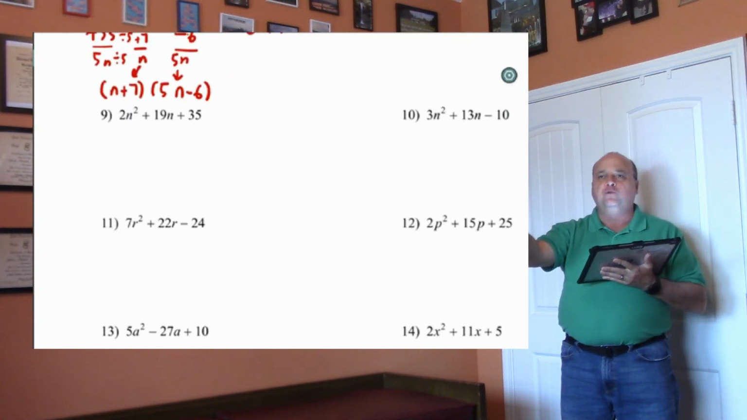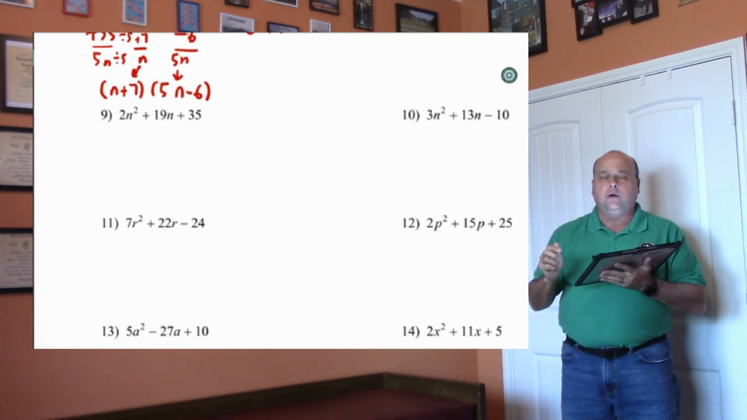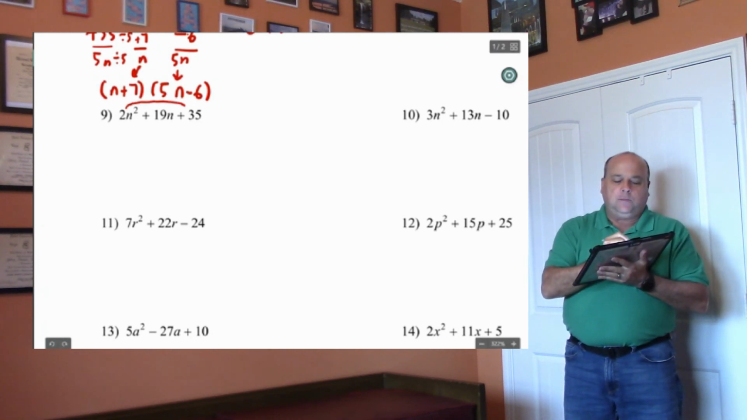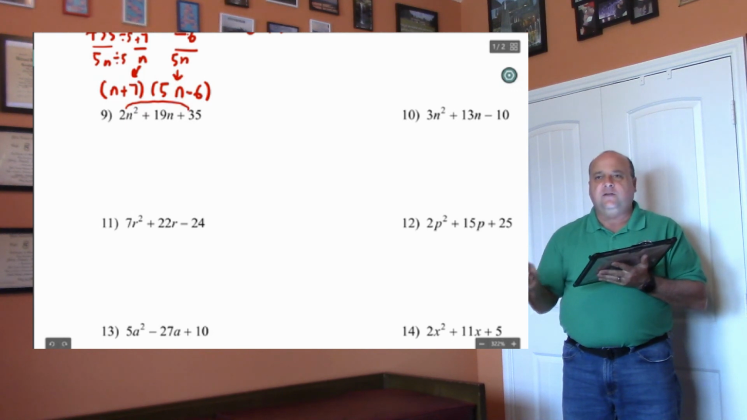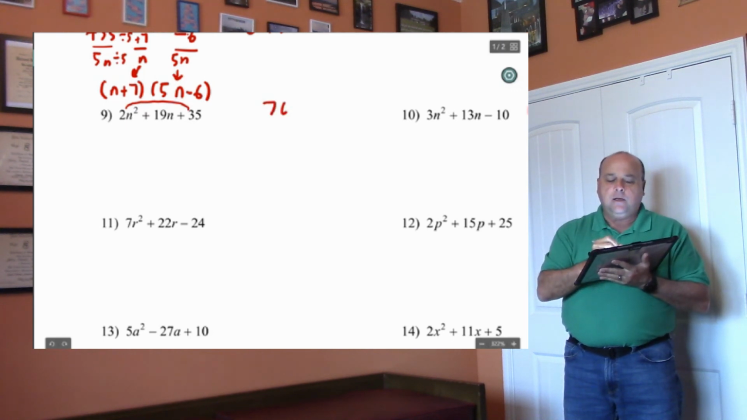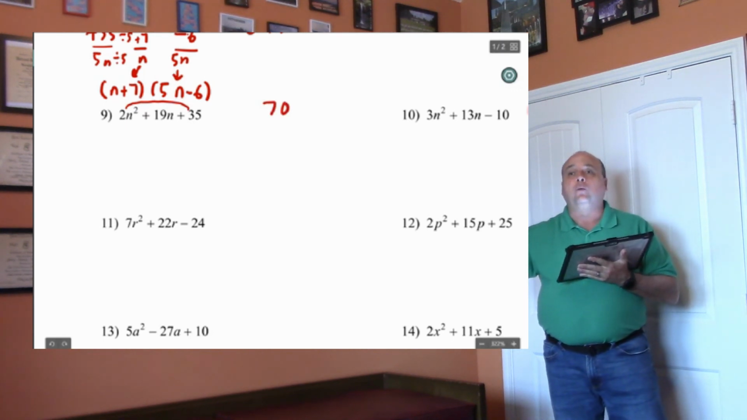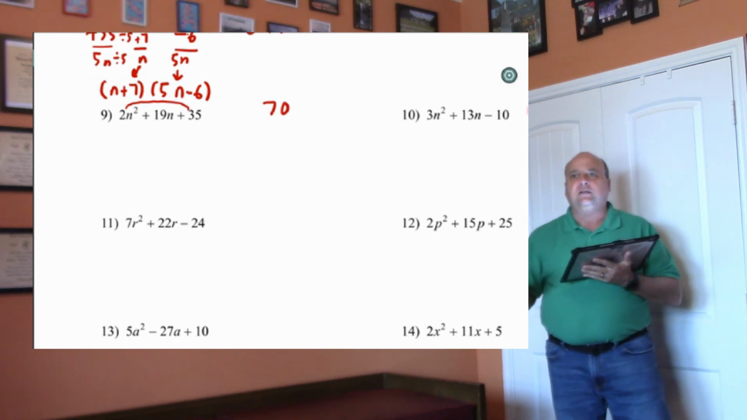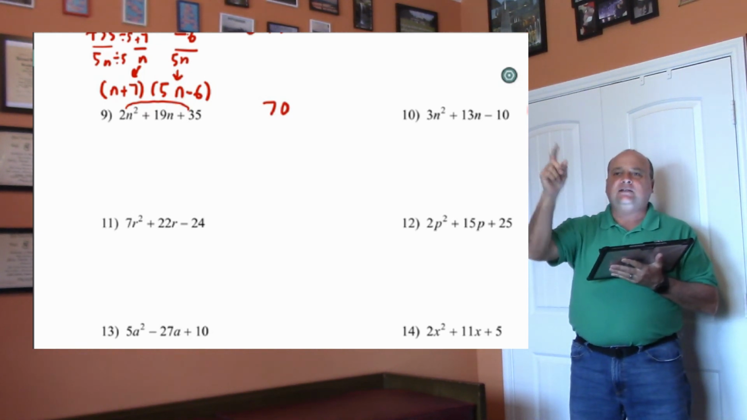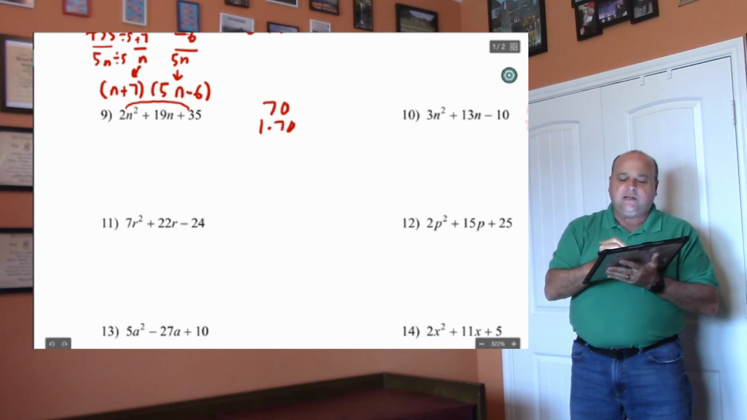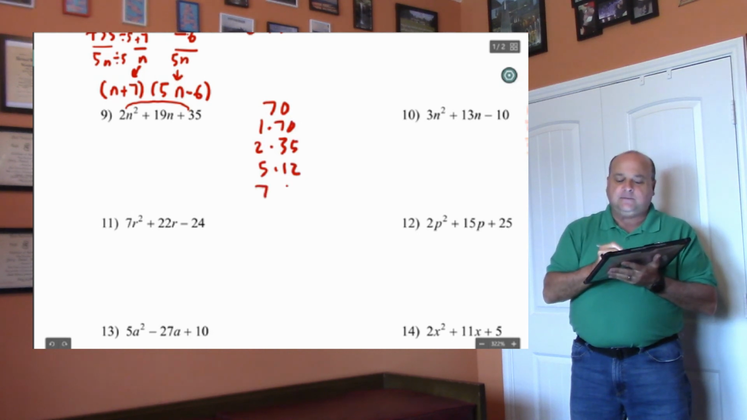I'm probably going to do 2 more and then let you go on your own, okay? Okay, so we're going to multiply the A and the C, the 2 and the 35, and I'm going to get 70. Notice that some of these will repeat, and you can just look up and look at the factors, okay? I could get 70 real quick. 1 times 70, 2 times 35, 3 won't work, 4 won't work, 5 times 12, and 7 times 10.